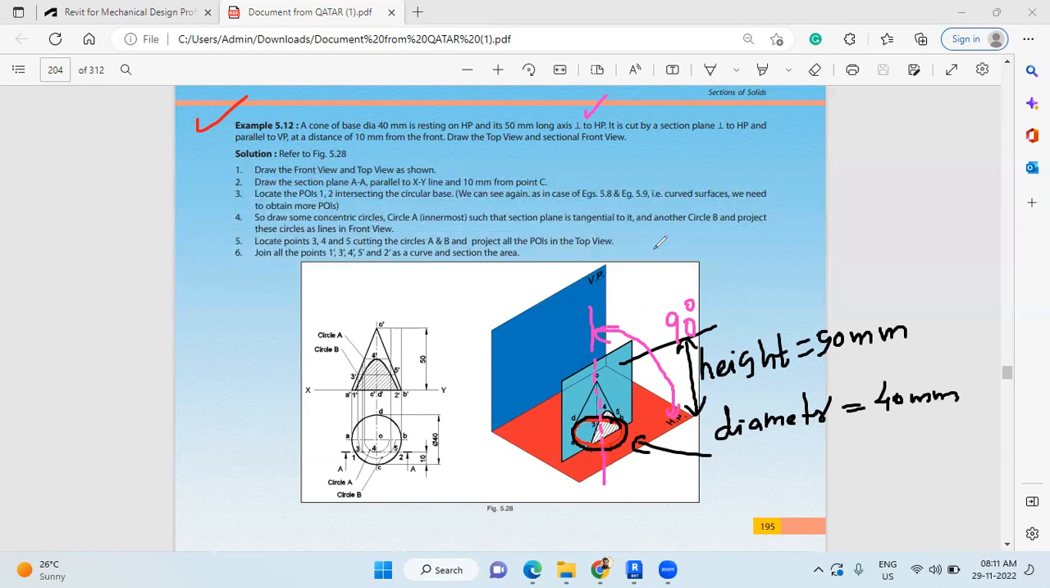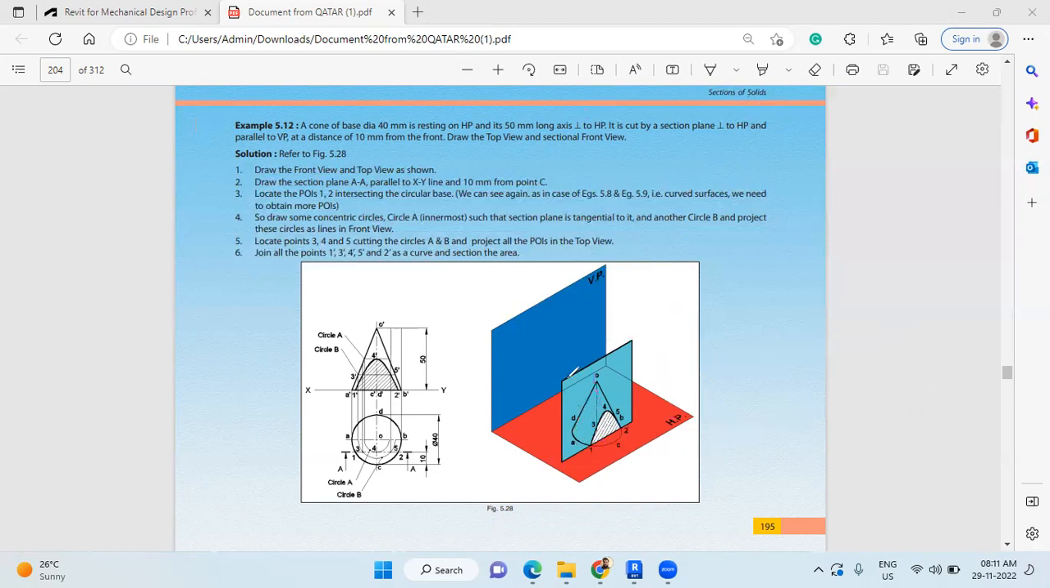Where is the cutting plane? It's perpendicular to HP and parallel to VP. So this is my cutting plane. Here the cutting plane is parallel to VP and perpendicular to HP, 90 degree to HP.